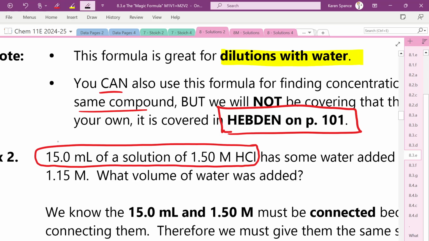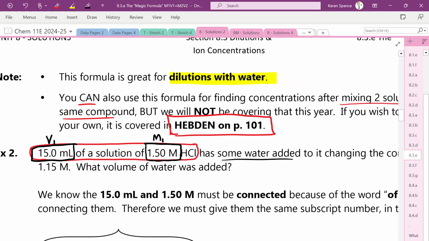So here what we have is we have V1 and we have M1. We have some water added. Oh, so we don't know our volume, yes? But it changed the concentration to, not V2, M2. See, this is why I don't like this method, because I will write the wrong letter, I'll write the wrong number. This is M2.